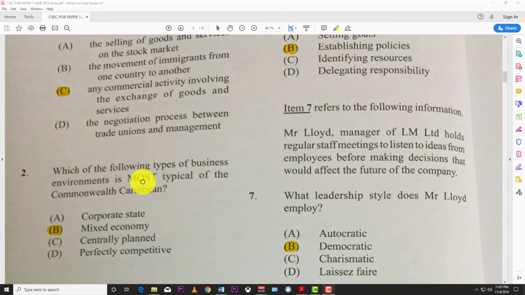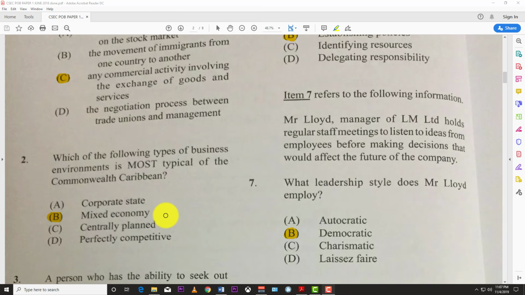Number 2, which of the following types of business environment is most typical of the Commonwealth Caribbean? And of course, we're talking about the economic systems, and so the best one for the Caribbean would be B, the mixed economy. Only Cuba would have a centrally planned economy in the Caribbean, and the perfectly competitive one doesn't really exist. It only exists for certain commodities, but the best answer here is the mixed economy.